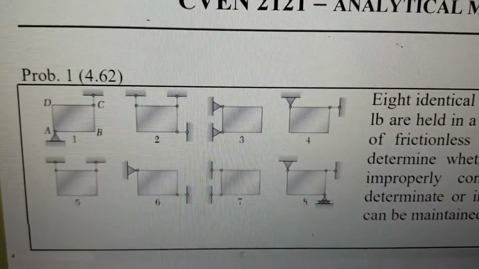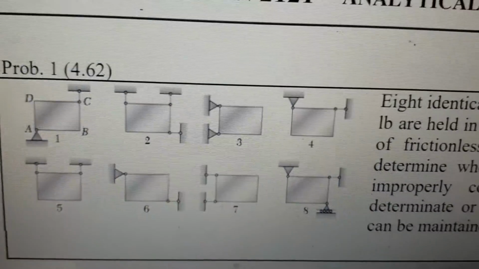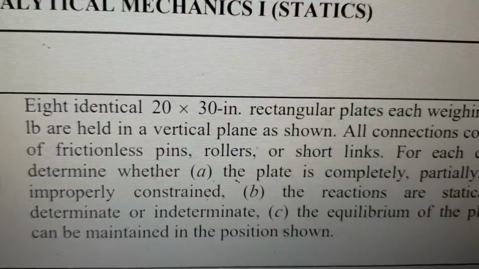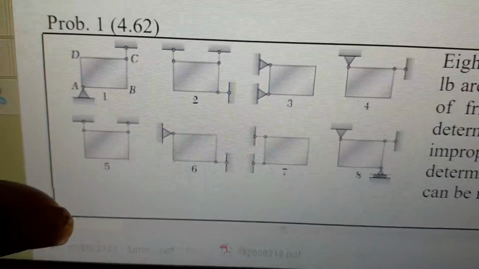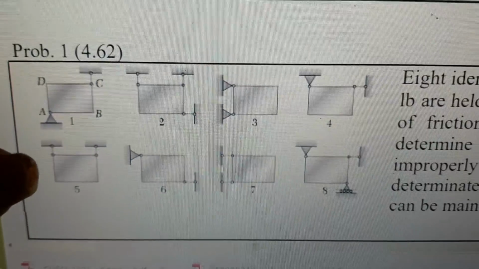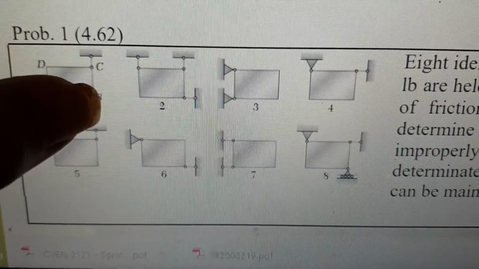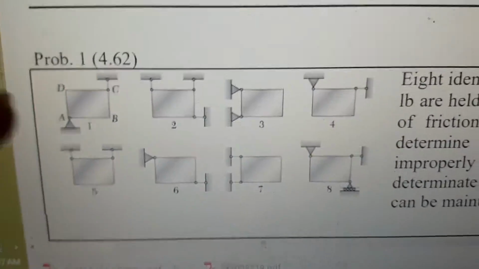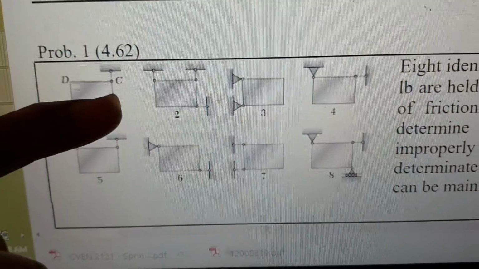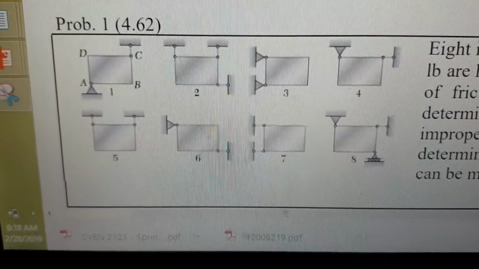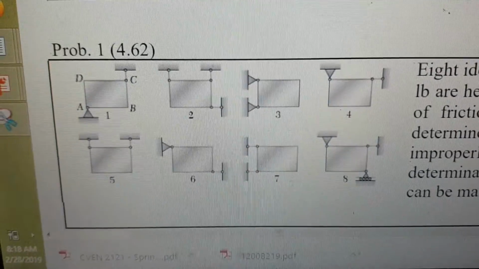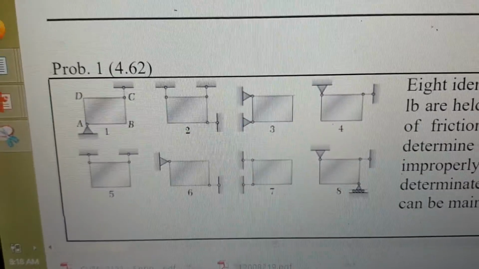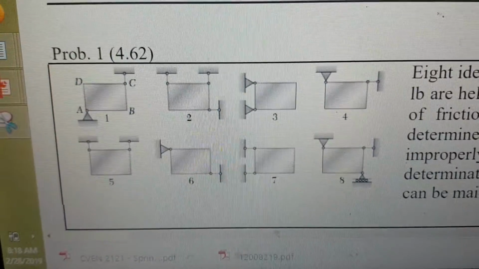Look at this question. Eight identical 20 by 30 inch. So we have 8: 1, 2, 3, 4, and 4 and 4, 8. 20 here and 30 here, 30 at the bottom and 20 here, the width. Inch, rectangular plates. So this is a rectangular plate, 20 by 30 inch, each weighing 50 pounds.